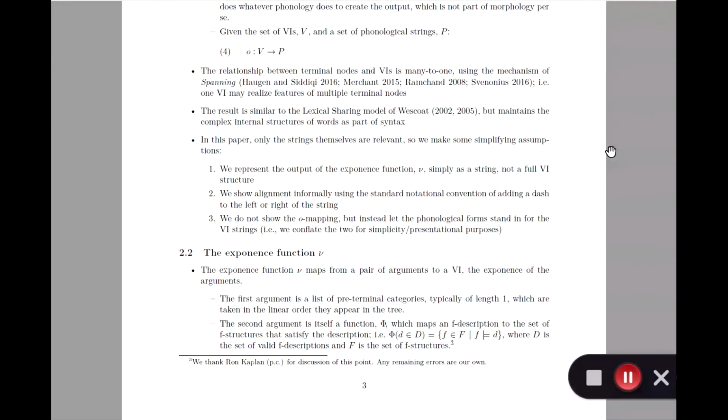And so in this paper, we simplify things a little bit because we don't have these mismatches in order caused by the clysis and align features. And so we're treating the output of the exponents function just simply as a string, not as the full VI structure. So a string written in standard Ojibwe orthography and indicating whether it's a prefix or a suffix just by having the notational convention of a dash to the left or the right of the string.